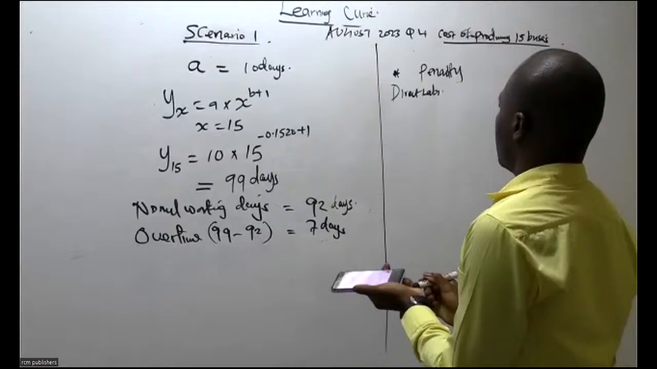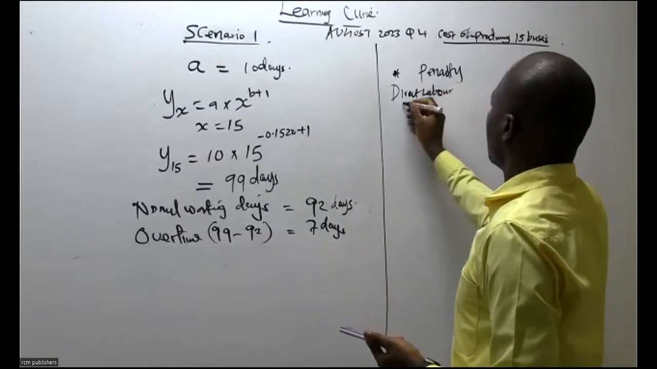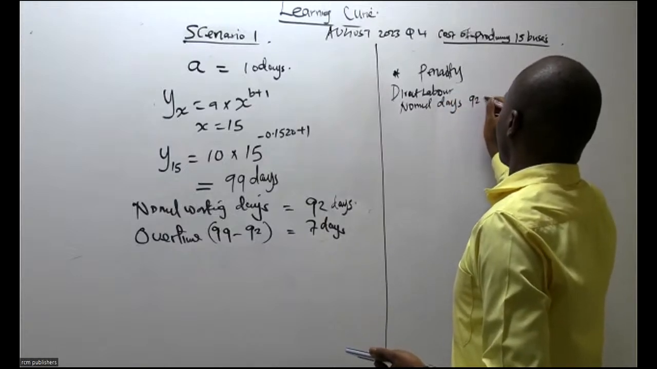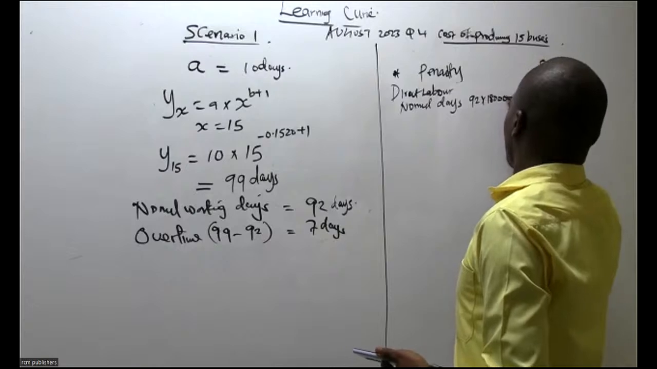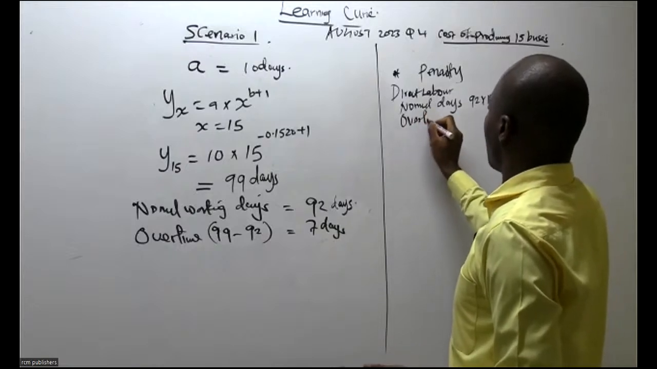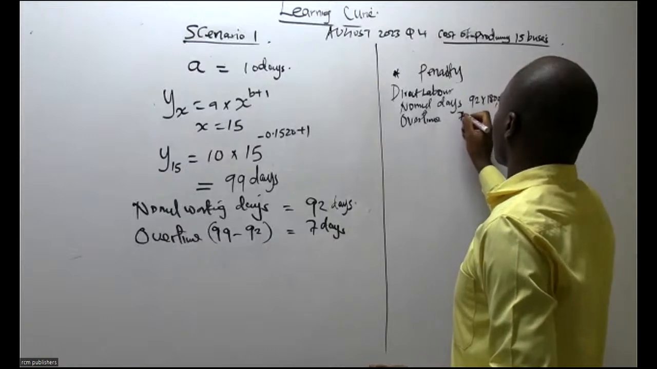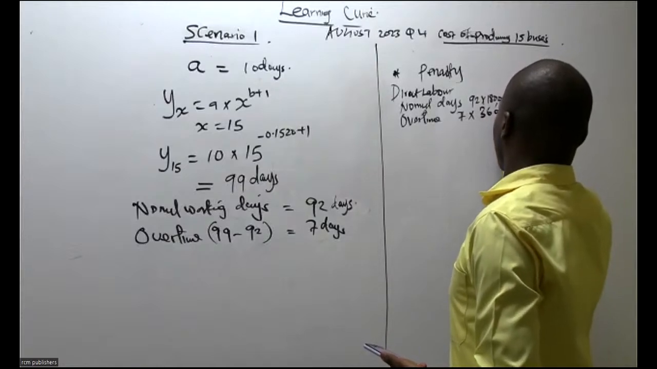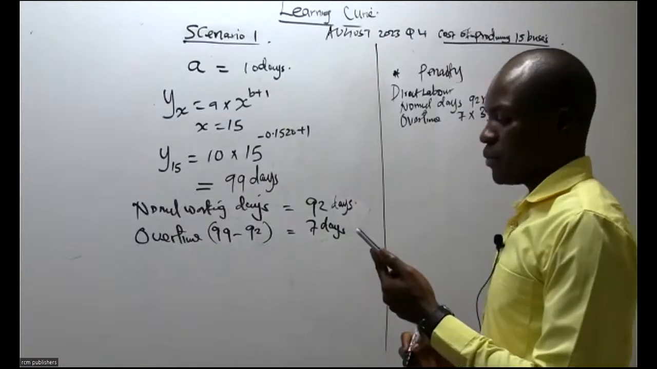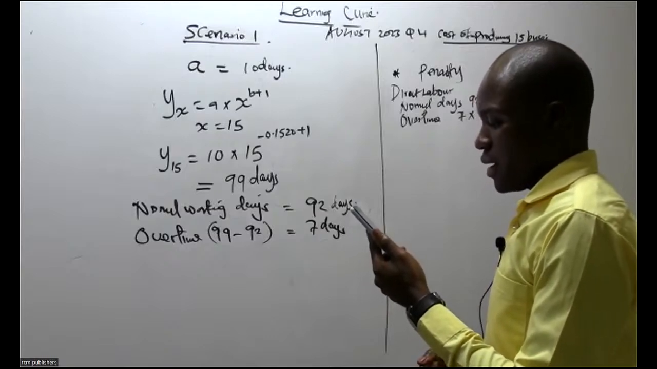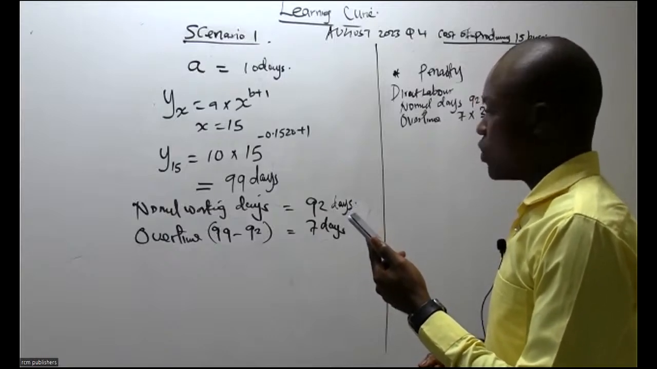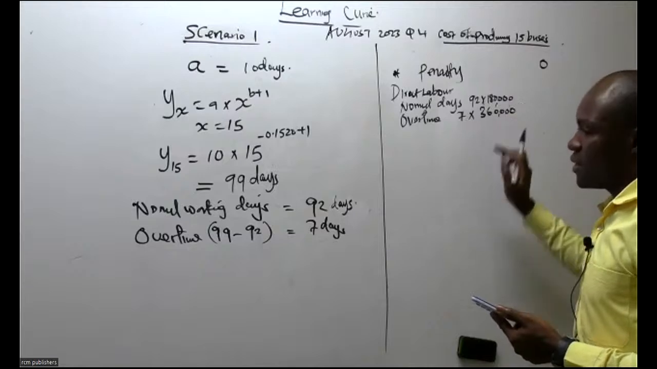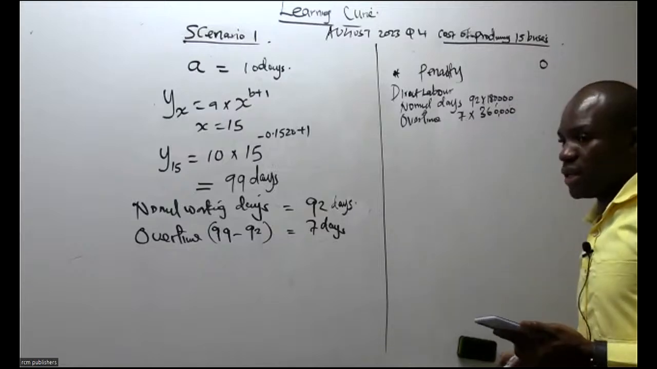Let me put it here, direct labor. Normal days, we are told is 92. I've identified that overtime is 7 days. We multiply by 360,000. So have we been able to get the figures? 92 by 180, then 7 by 360. Just start with the first one. 92 by 180, how much will we have?